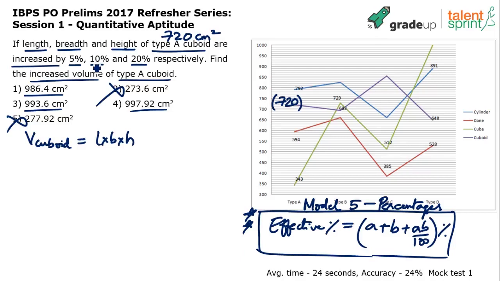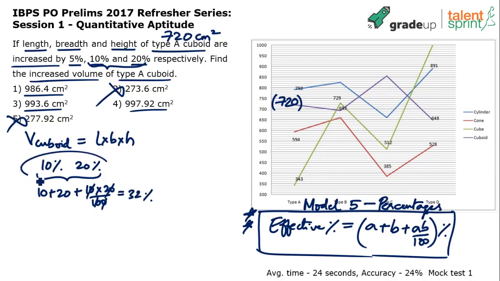Let us apply the effective percentage formula on these 2 values first. One change is 10%, the other change is 20%. What is the overall change because of this? A plus B plus AB by 100. So 10 plus 20 plus 10 into 20 by 100. 10 plus 20 is 30 and this is 2. 30 plus 2, 32%. Which means the effect of 10% and 20% is going to be 32%.